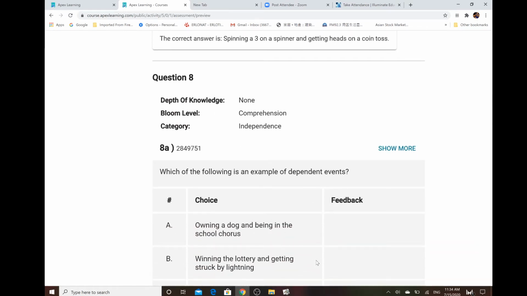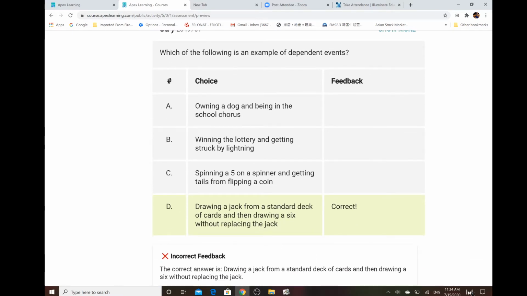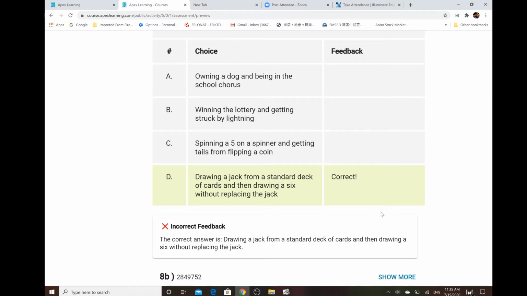Which of the following is an example of a dependent event? Dependent means that one event happens and it's relying on the other event. Drawing a jack from a standard deck of cards and then drawing a 6 without replacing the jack. Anytime you draw a card from a standard deck, the first card that you pick, you don't put it back into the stack. So you choose another one, which means the chances are getting different. So this one is one event, and the second event depends on the first event.